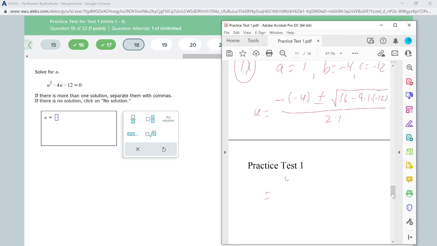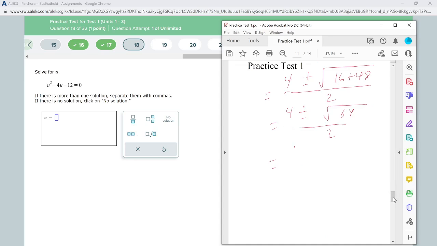Negative times negative is +4, plus and minus 16. 12 times 4 is 48, so plus 48, divide by 2. This is 4 plus and minus, which is 64. Square root of 64 is 8, so 4 plus and minus 8 divided by 2.